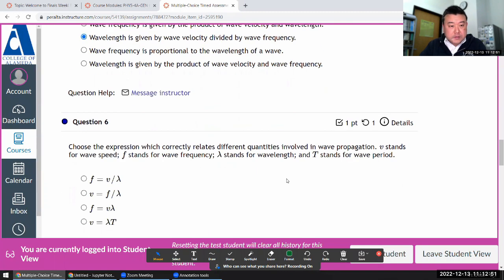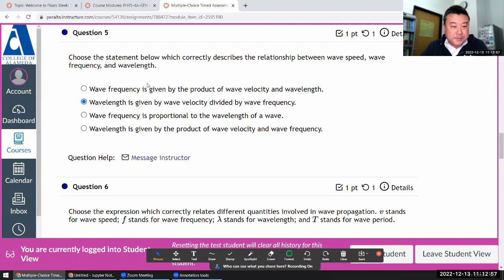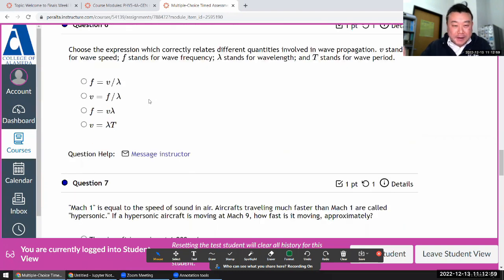Okay. So, expression which, oh yeah, I think these two are basically the same questions. All right. I wish I hadn't erased it, but just remembering what I had just erased, I think it's this one.